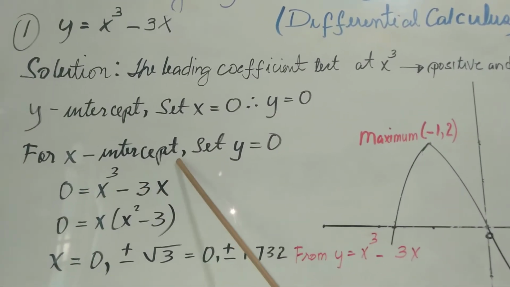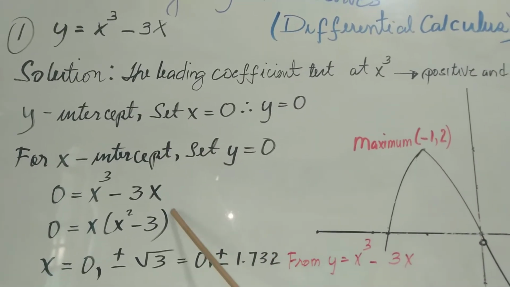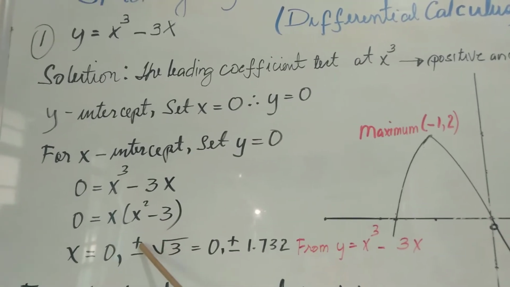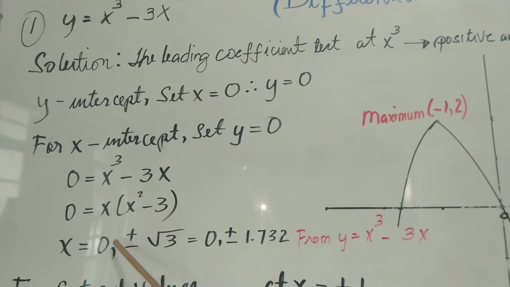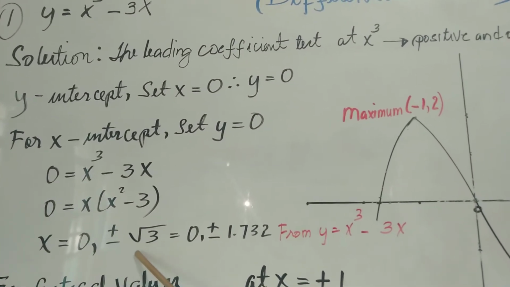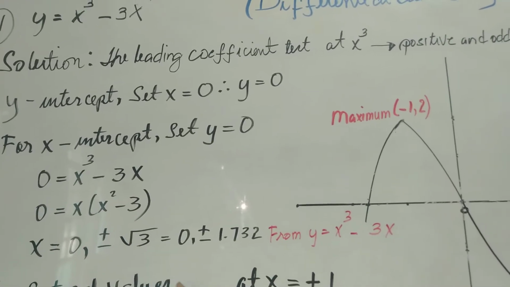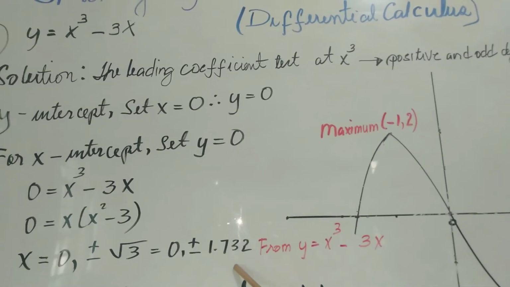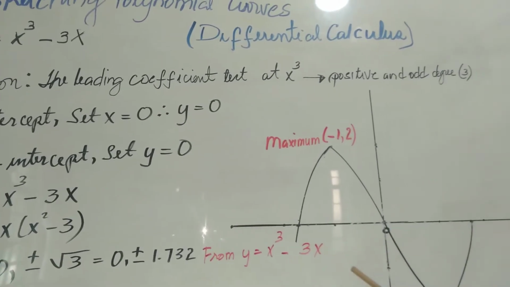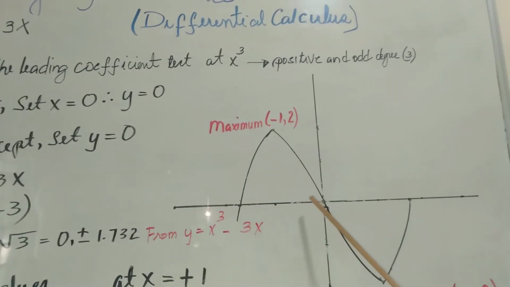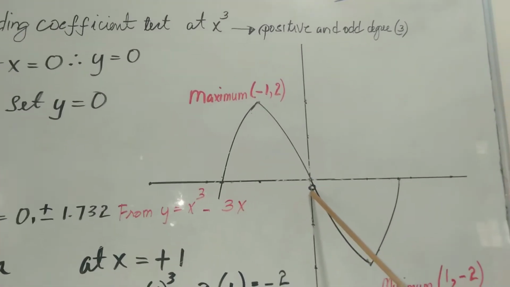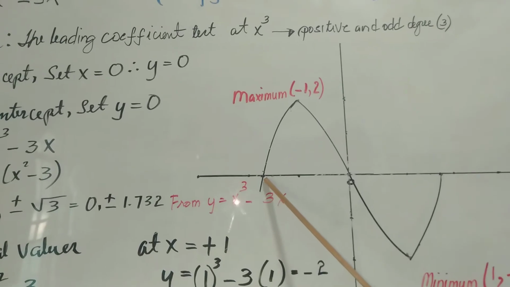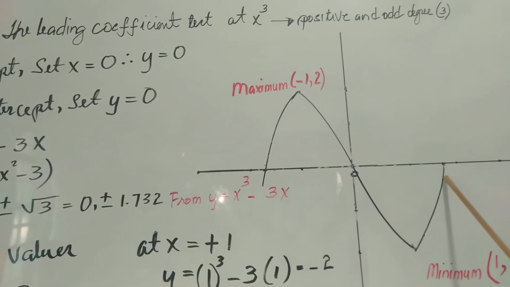For the x-intercept, we set y equal to 0 and then get the value of x. We get three values of x: 0, and x equal to plus or minus the square root of 3. The square root of 3 is 1.732. So we get the y-intercept to be 0, and the x-intercepts to be 0, 1.732, and negative 1.732.